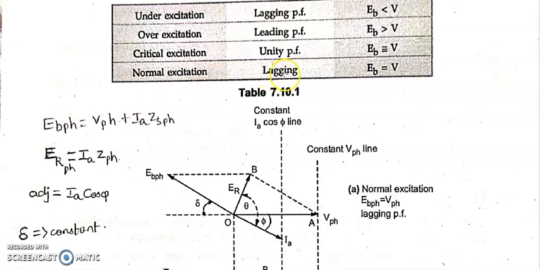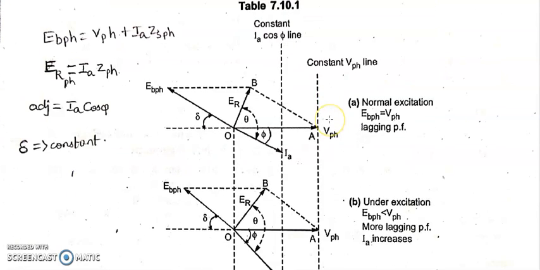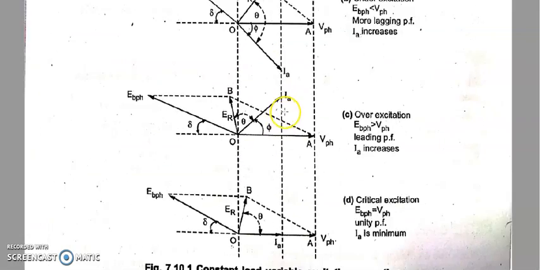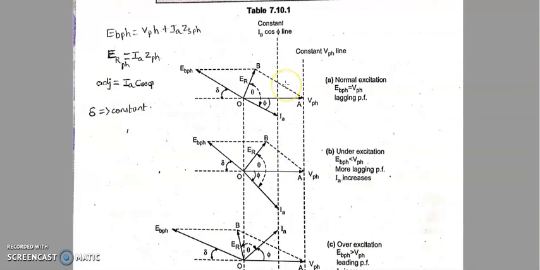Again, for normal excitation, remember it will always be a lagging power factor. Phi is never equal to 0; the power factor will be close to 1. Here EB is exactly equal to the V per phase. Here we shall see the diagram, and whatever these 1, 2, 3, 4 diagrams are, these are all with respect to what?